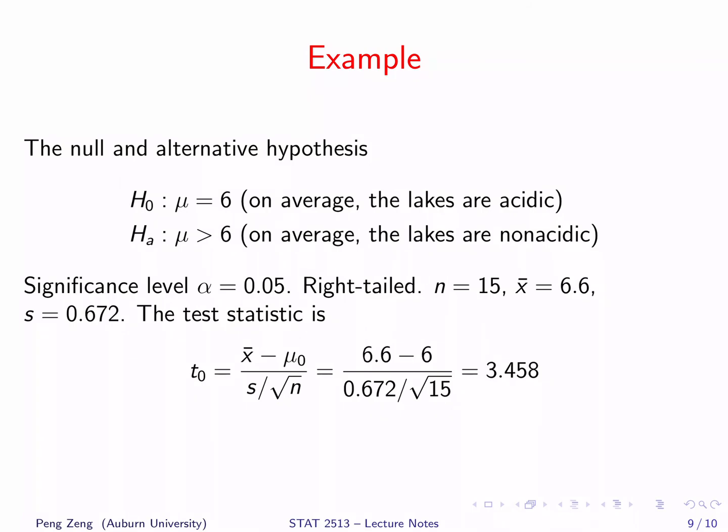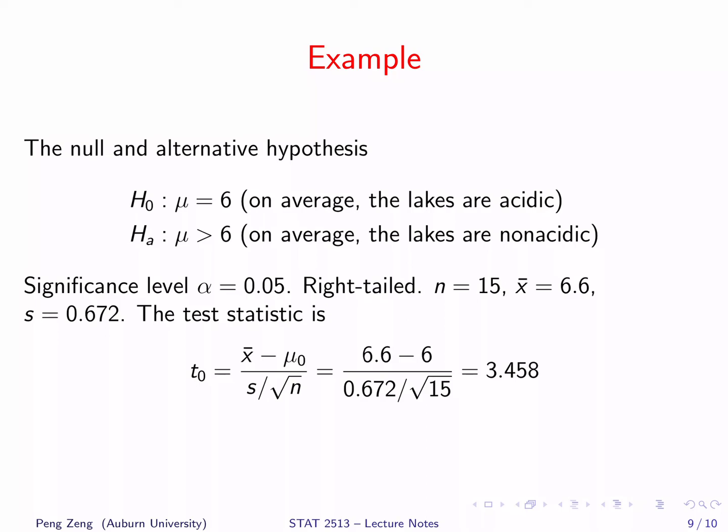The null hypothesis is mu equals 6. The alternative hypothesis is right-tailed. We want to know whether the lakes are non-acidic, and non-acidic means pH level larger than 6. Hence, we choose the right-tailed alternative hypothesis. The significance level is 0.05.